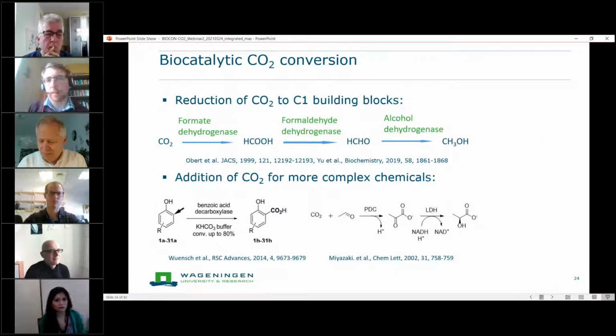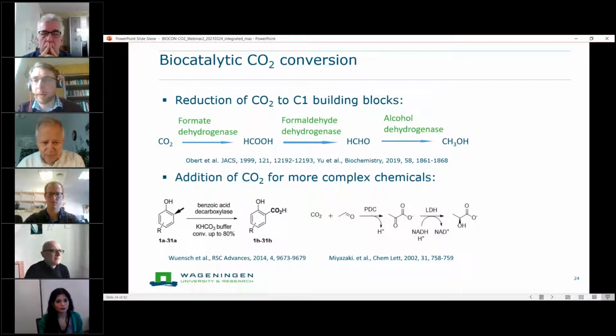So if we look at the possibilities to use enzymes to convert carbon dioxide into chemicals, we can define two main types of reaction that we can perform. The first is the reduction of carbon dioxide to one carbon atom building blocks. So this is sequentially the reduction of carbon dioxide to formic acid, formaldehyde, and then methanol using 3 separate enzymatic steps. And in particular, methanol is a very large volume bulk industrial chemical.